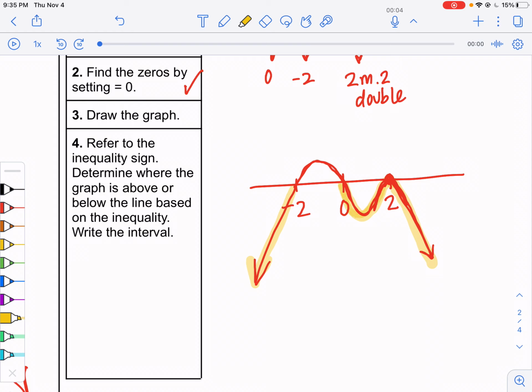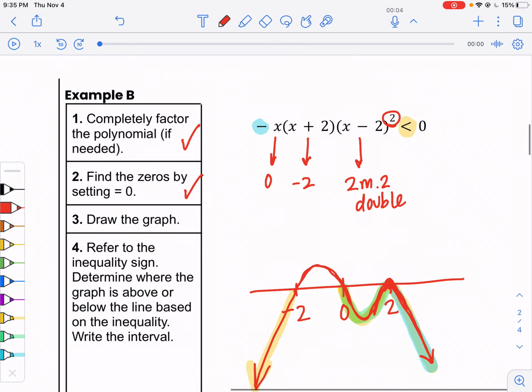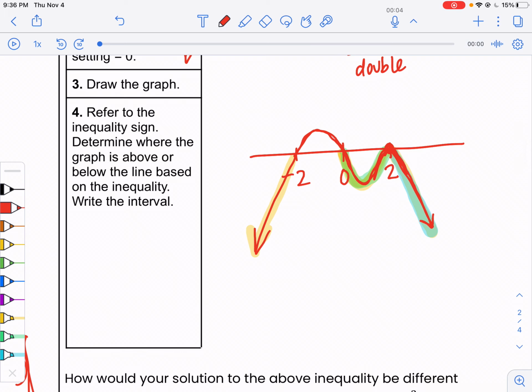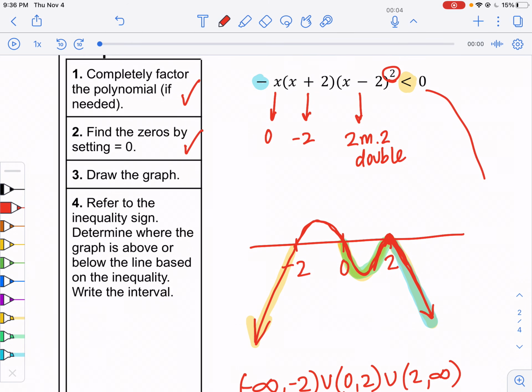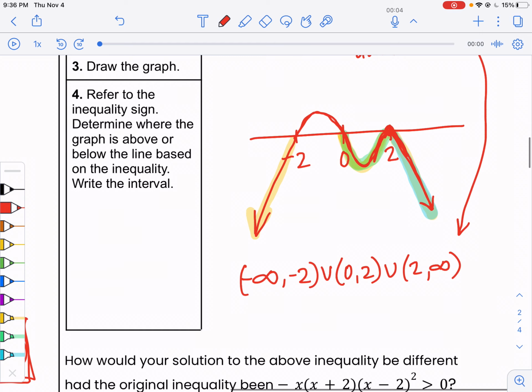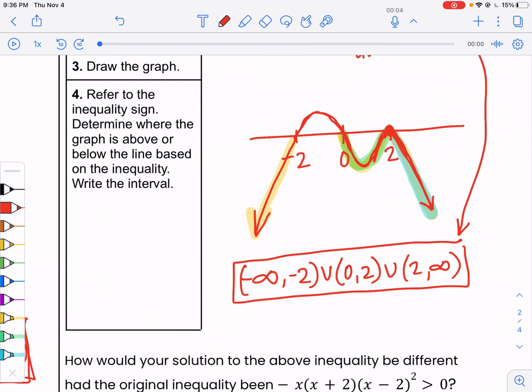The reason I have to call this 2 separate sections, like the green section here and this blue section there, is because at 2 it is or equal to. In this problem it's not or equal to, so we have to pick up our pencil there. So from -infinity to -2, from 0 to 2, and from 2 to infinity. This is where a graph is less than 0. So this whole thing would be our solution to this problem.